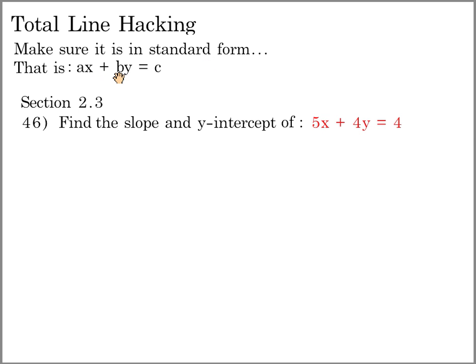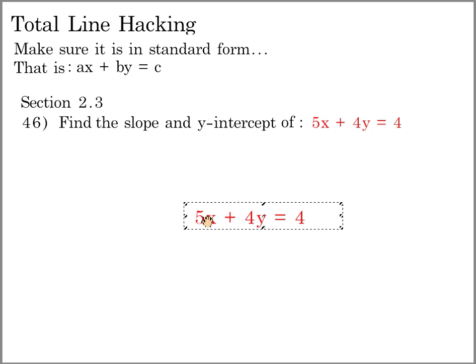It looks like this. Notice the variables x and y are in alphabetical order on the left side, and the constant is by itself on the right side, and that's what we have here. Alphabetical order, and then the constant on the right side. When you have it in this form, you can utilize the hack.